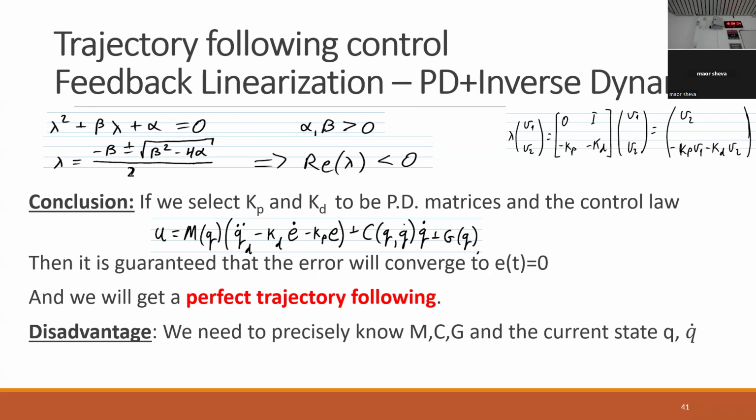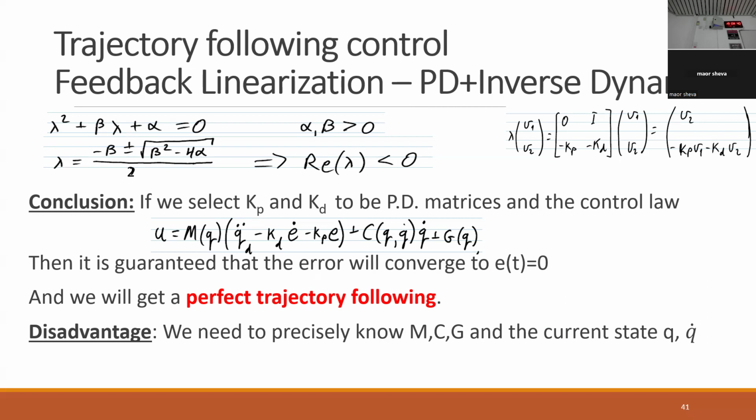And if it has eigenvalues in the open left half plane, then this dynamical system is stable, asymptotically stable. So the conclusion is that if we select KP and KD that are positive definite, such that alpha and beta are positive. If they are positive definite, then alpha and beta are positive.